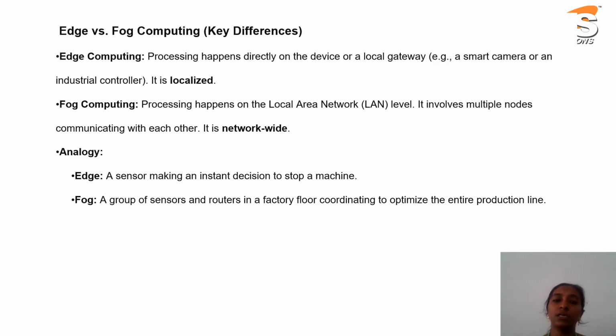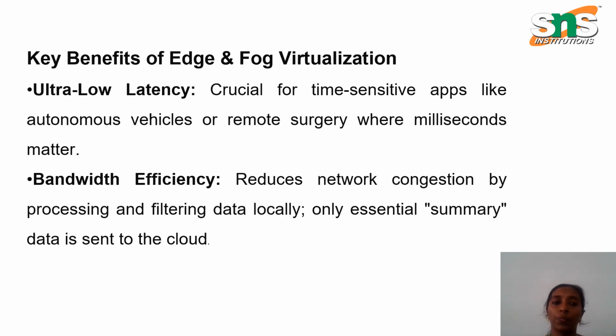An analogy: a sensor making instant decisions to stop emissions. Through edge computing, which is near the source, the sensor can easily detect when the machine should be stopped. Fog is the group of sensors and routers on the factory floor, coordinating to optimize the entire production line.